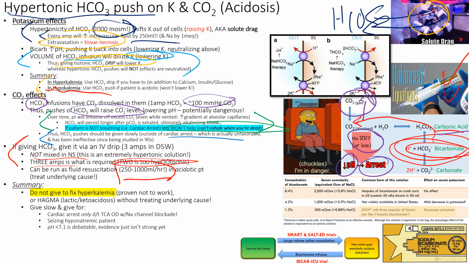All right. So summary: do not give bicarb push for hyperkalemia. What can you give for hyperkalemia? You can give a bicarb infusion, an isotonic bicarb drip. Okay. So when it's HAGMA or NAGMA, that's great for a bicarb drip. For bicarb push, it's going to worsen the situation. Okay. So give it slow if you have to.